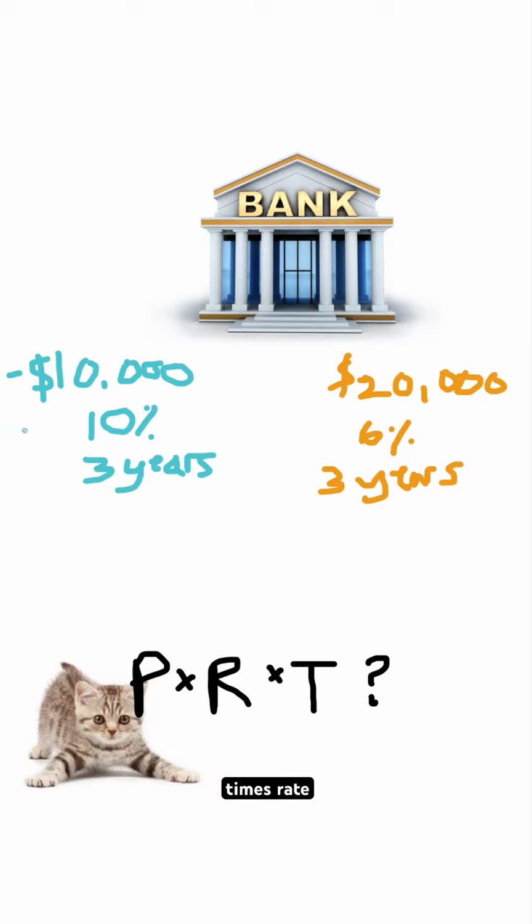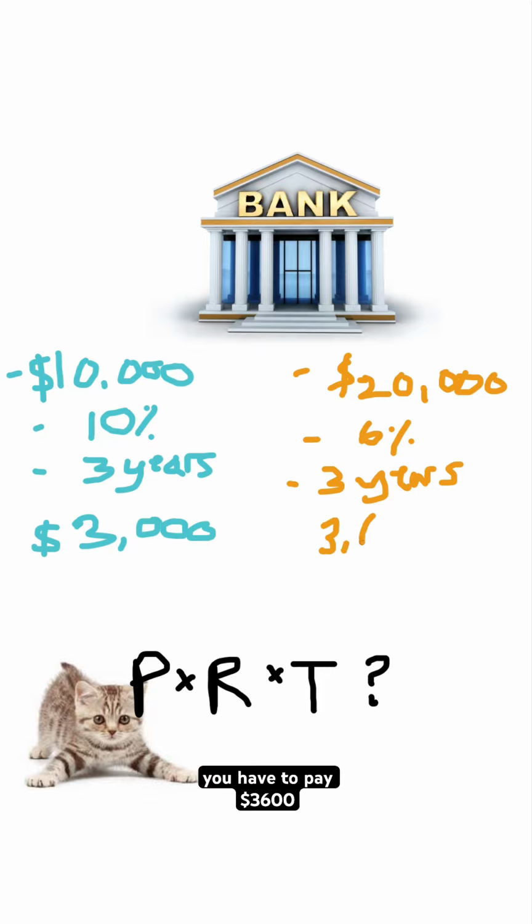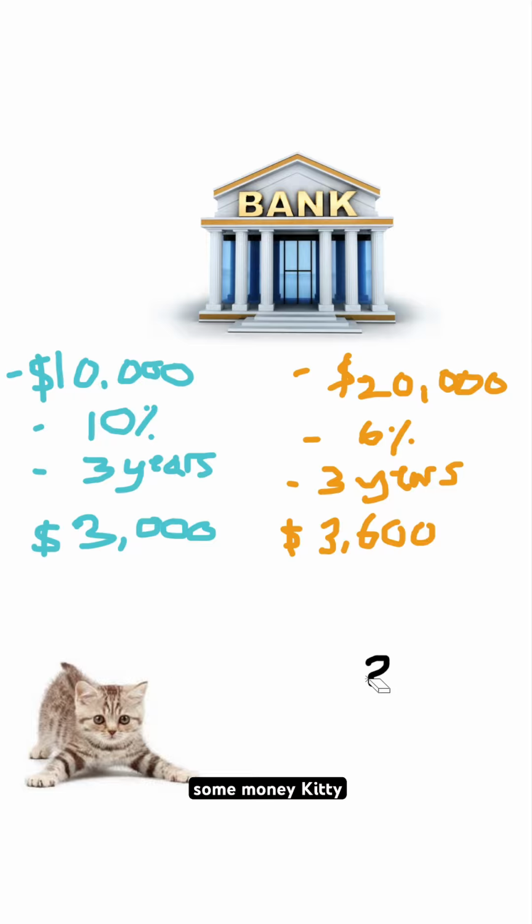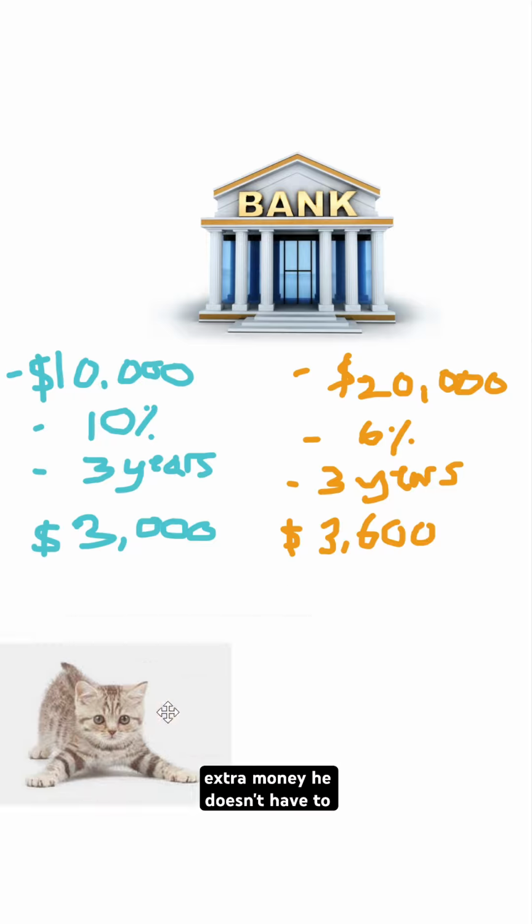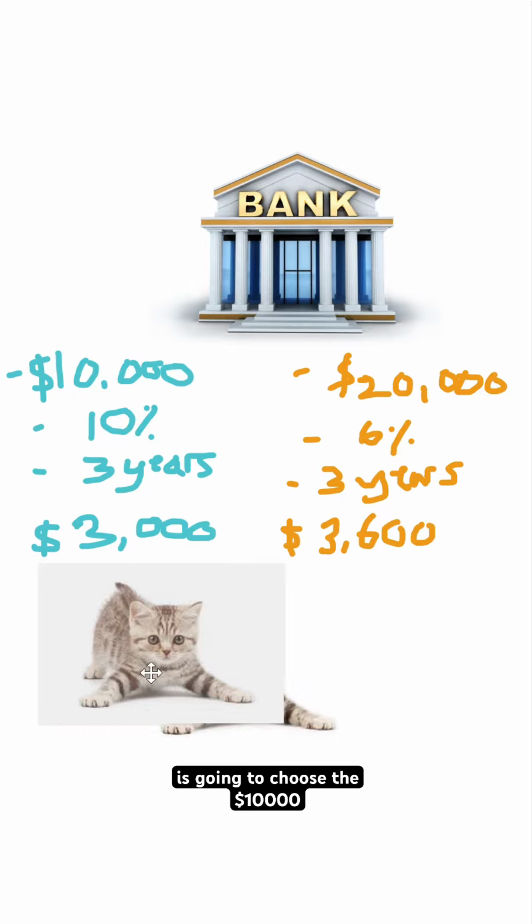So if we use the principal times rate times time, for the $10,000, you have to pay $3,000 extra over what you're paying. For the $20,000, you have to pay $3,600 extra. Now, it may not seem like a big difference, but remember, Kitty's only here to just collect some money. Kitty does not want to pay any extra money he doesn't have to. So in this case, Kitty's just going to choose the $10,000 loan.